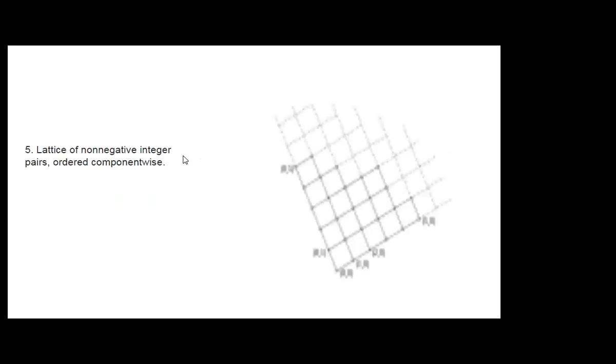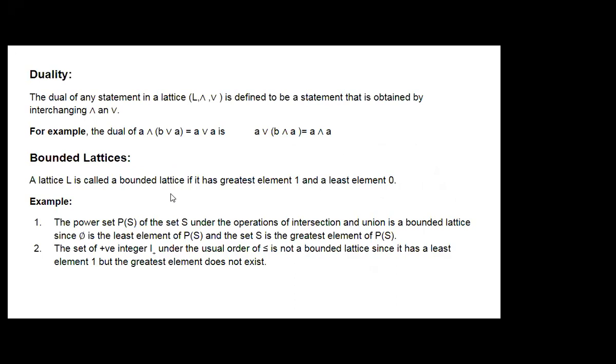Then this is the lattice of non-negative integer pairs, which is given as a plane. Plane means what? The coordinate plane. X and Y coordinates are there, and non-negative means only non-negative integers are given there. All the points in the coordinate plane form one type of lattice. This is about the examples of lattices.